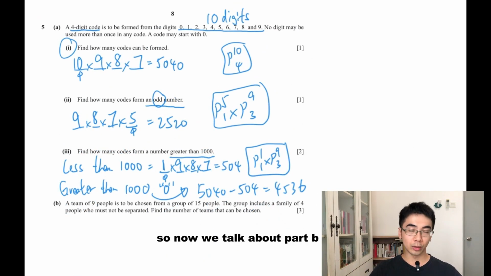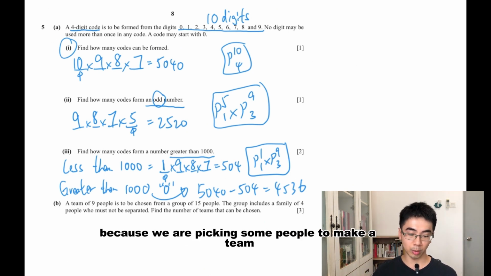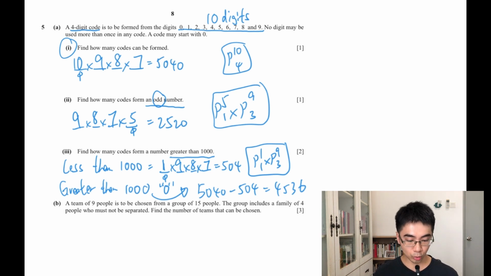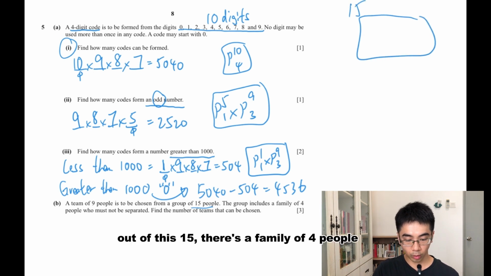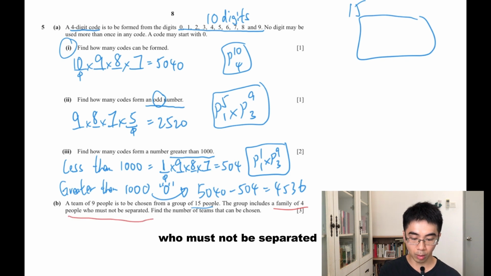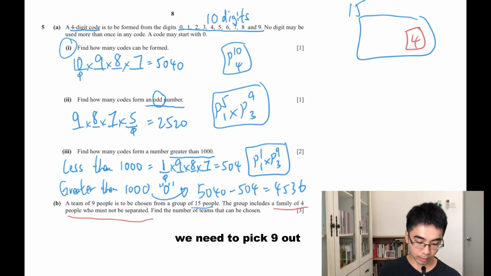Now we talk about part B. This one is obviously about combination because we are picking some people to make a team. How many people do we have? Originally we have 15. Out of these 15, there's a family of 4 people who must not be separated. They are linked to each other. And then we need to pick 9.